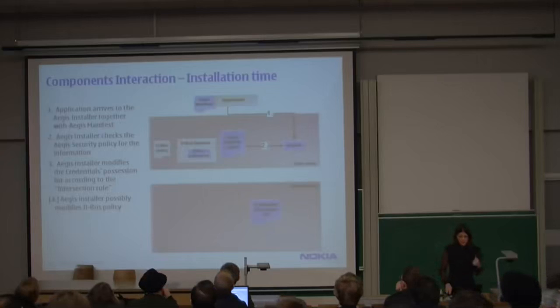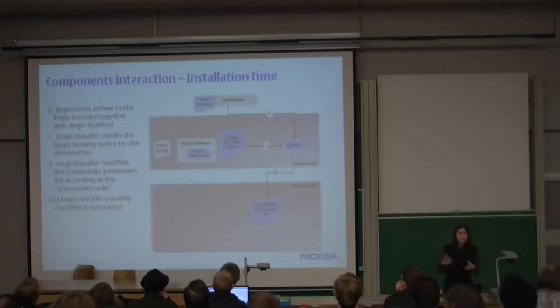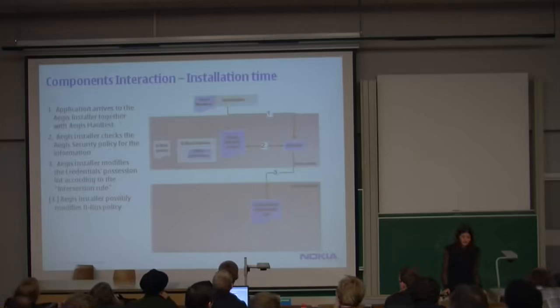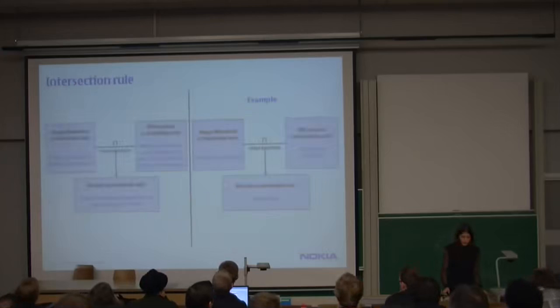And then, based on this Aegis manifest and the Aegis security policy entry, it computes a rule, what we call the intersection rule, which I will show on the next slide, and it computes the runtime credentials of a process and writes them to the file here called the credential position list. So let's take a look at this intersection rule.